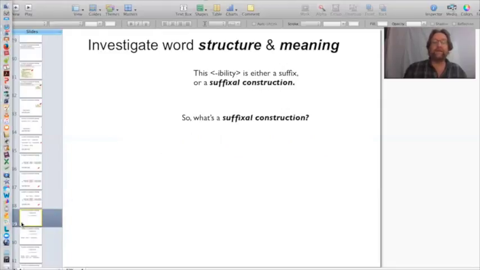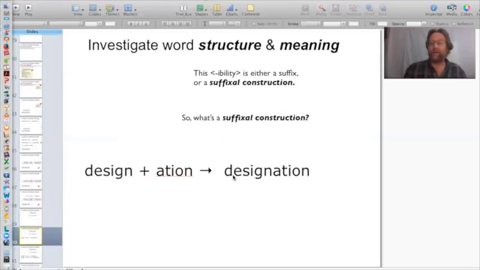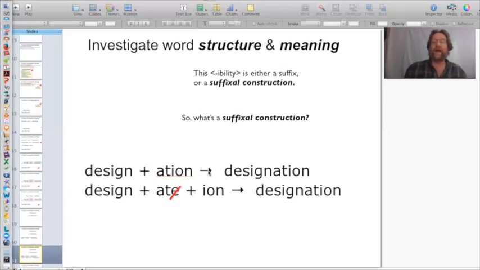And that is just, let's see what this suffixal construction is by picking another one. You all are probably familiar with the word designation, and I'm sure you know the word design. Many times people might think ATION is a suffix of designation, and it turns out we can add ATION to lots of things. And that's not false, but if we actually analyze it, we can go deeper and find that it'll always be an ATE plus ION.